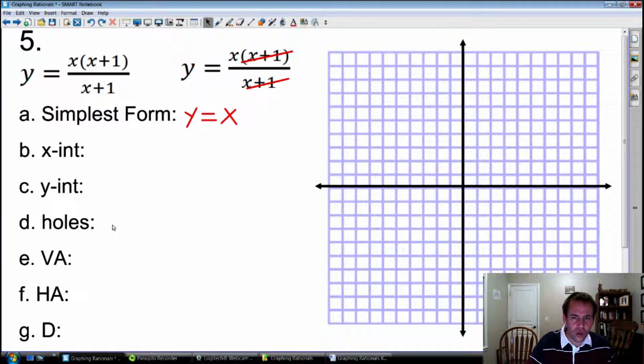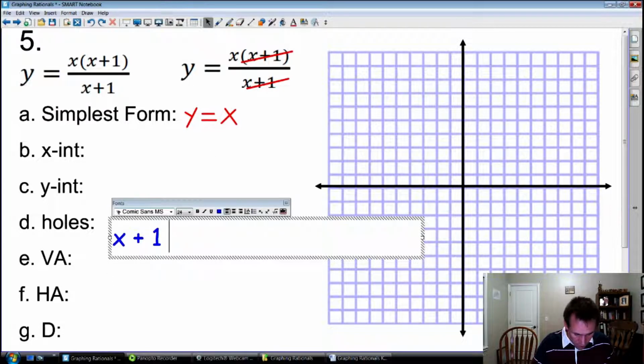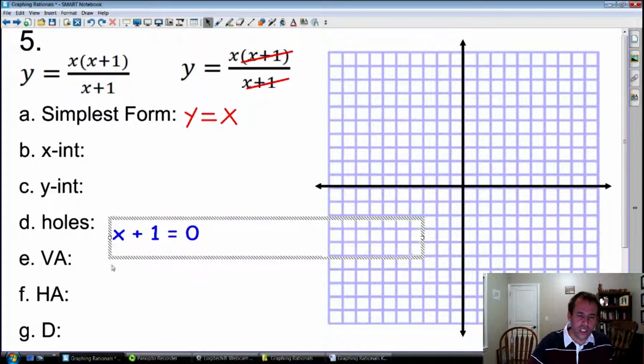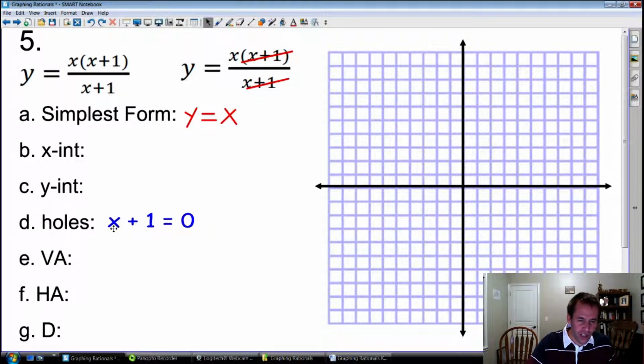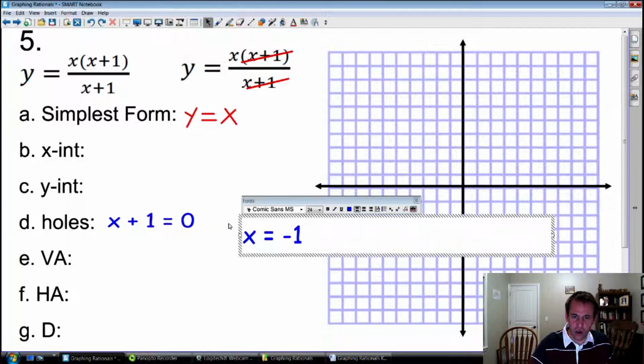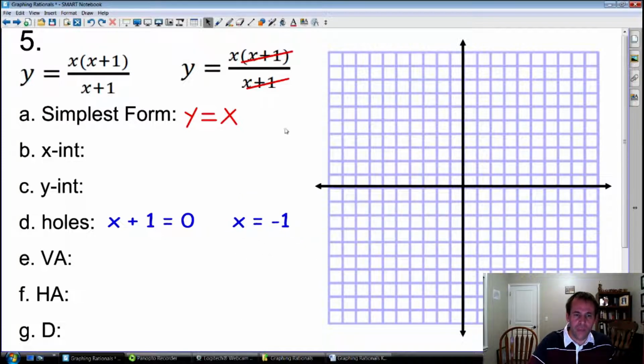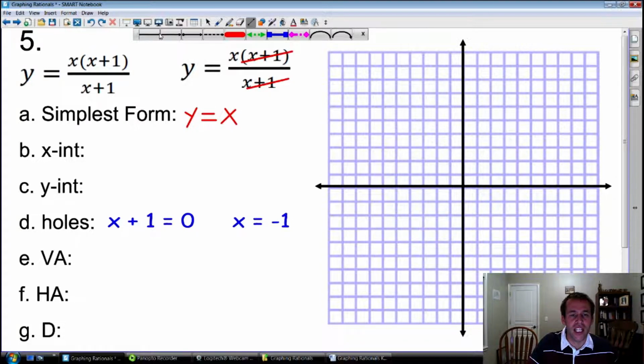And so where's our hole going to be? Well, where is x plus 1 going to equal 0? If you have a -1 here, -1 plus 1 is 0. Or if you subtract 1 from both sides, you end up with x equaling -1 is where our hole is. So remember that. Now, this is a line, y equals x. Everywhere we plug in a 1, we get a 1 back for y. Plug in a 2 for x, 2 back for y. Plug in a 3 for x, get 3 back for y. So it's going to be a straight line with a hole in it.